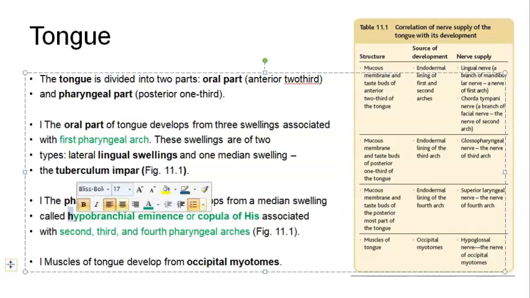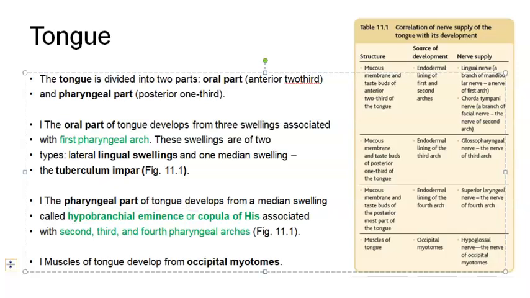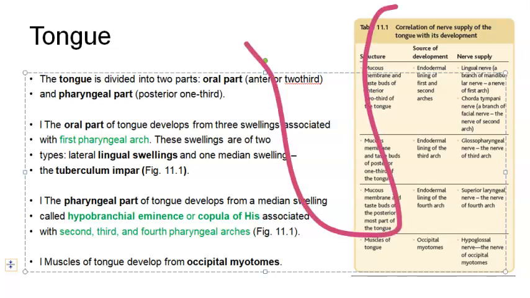If you want more details, then we will explain now. So here, if you have the tongue again like this, the anterior part is developed from the first pharyngeal arch with swellings, the lingual swellings, and the tuberculum impar, some swellings.